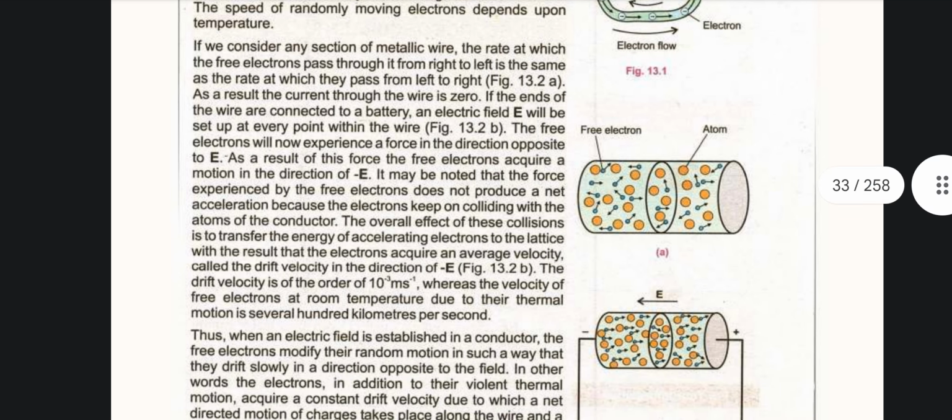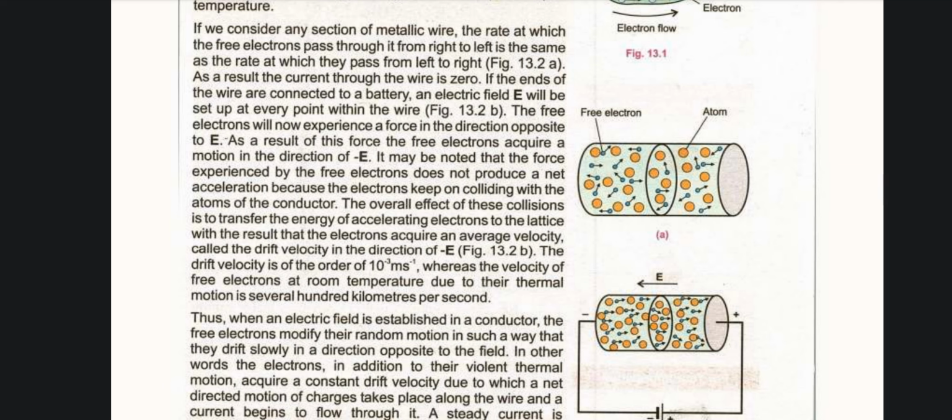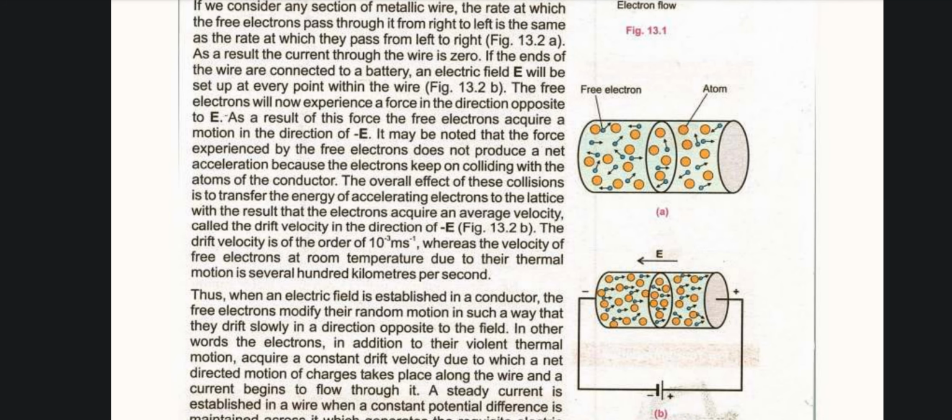If you consider any section of the metallic wire, the rate at which the free electrons pass through it from the right to the left is the same as the rate at which they pass from left to right. As a result, current through the wire is zero if the ends of the wire are not connected to a battery.